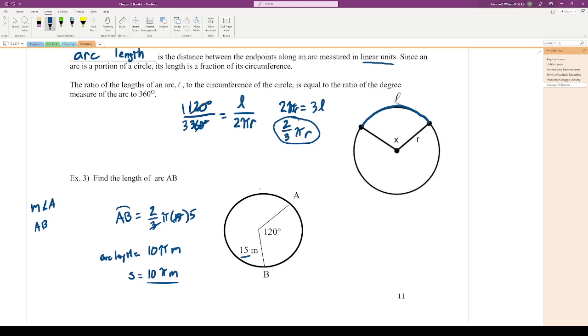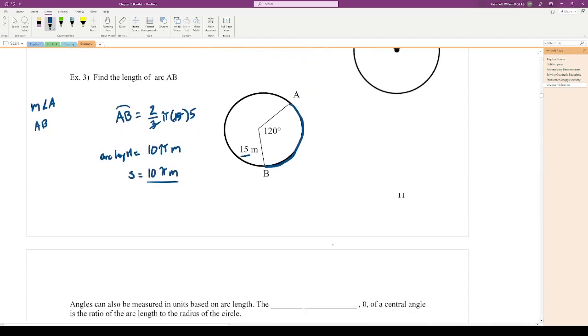Remember, pi is about 3.14, so this is about 31.4 meters. If you were going to walk from A to B along this curve, you would have walked about 31.4 meters.